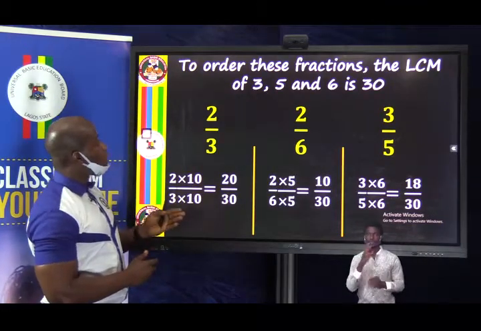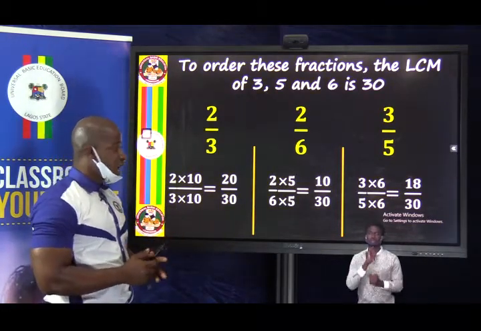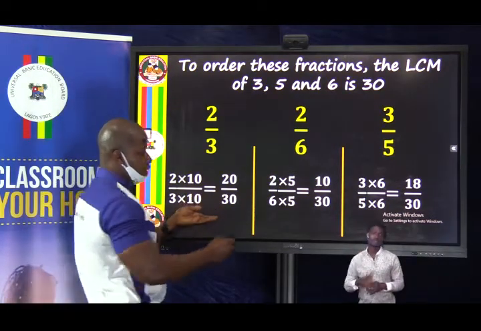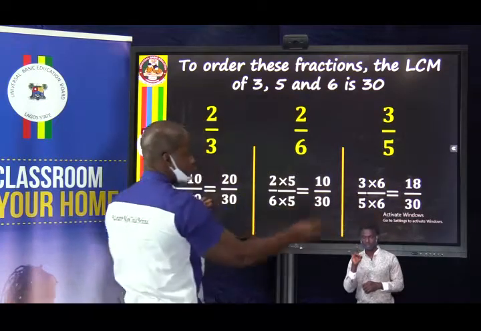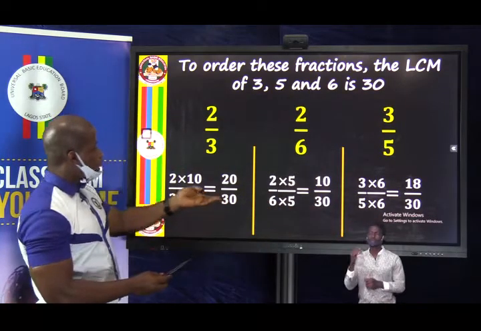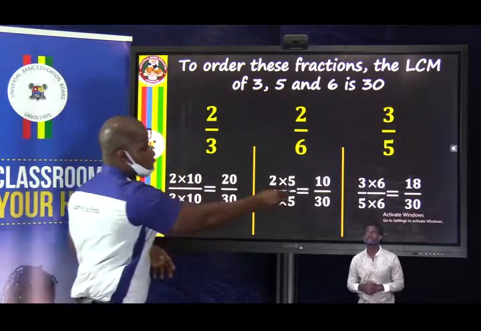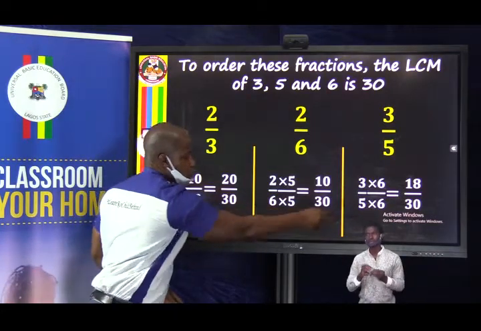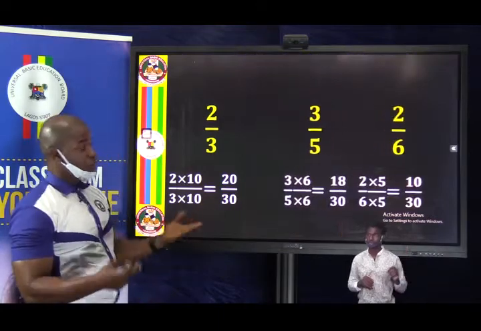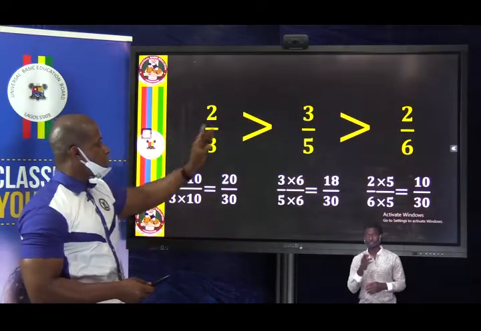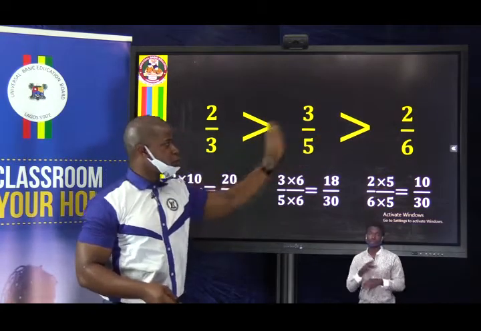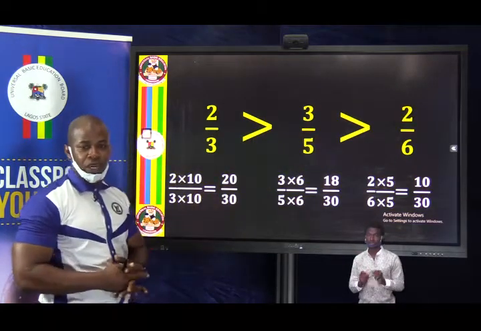Which one, as we are to arrange the fractions, is the largest? 20 out of 30 is the largest, of course, followed by 18 out of 30, followed by 10 out of 30. So 20 out of 30 is the same thing as 2 over 3. 10 out of 30 is the same thing as 2 over 6. So bring this one first. This is number 2, and this is number 3. So we rearrange, and you can see that 2 over 3 is bigger than 3 out of 5, and then that one is also bigger than the last. You don't have to put these signs, but you can rearrange.